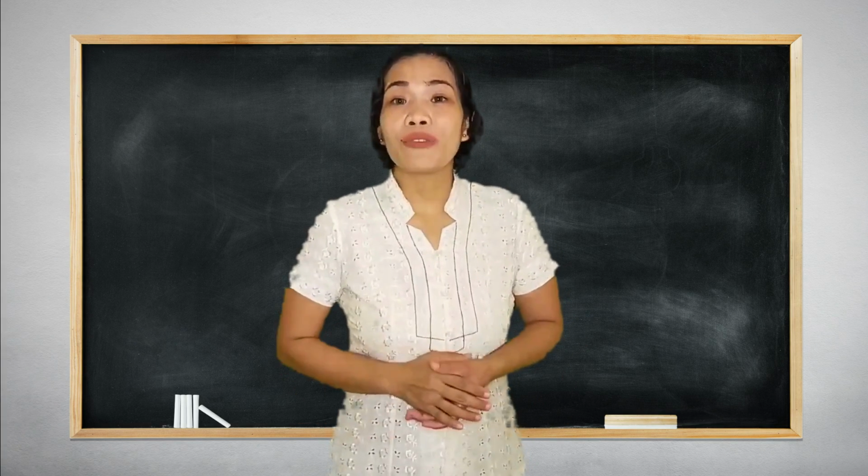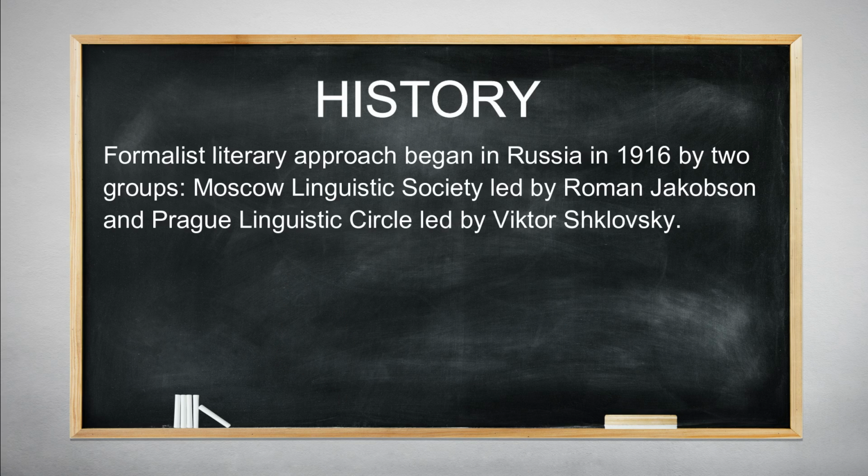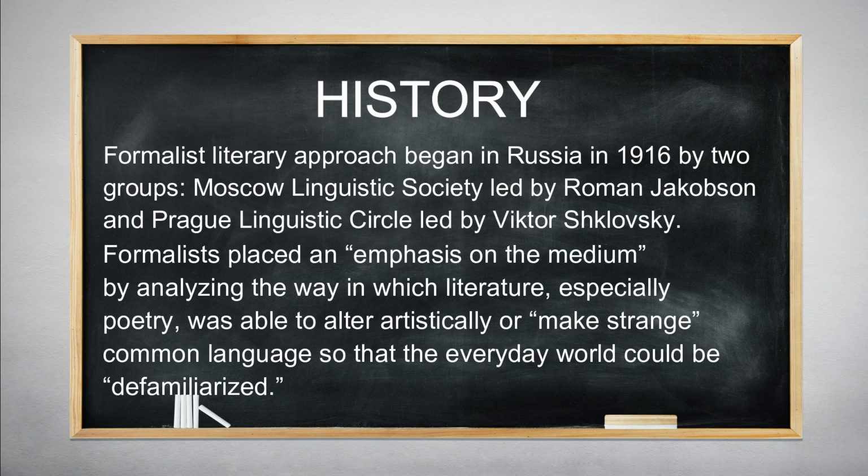Now let's talk about a bit of its history and proponents. Formalist literary approach began in Russia in 1916 by two groups, Moscow Linguistic Society led by Roman Jakobson and Prague Linguistic Circle led by Viktor Shklovsky. Formalists placed an emphasis on the medium by analyzing the way in which literature, especially poetry, was able to alter artistically or make strange common language so that everyday words could be defamiliarized.